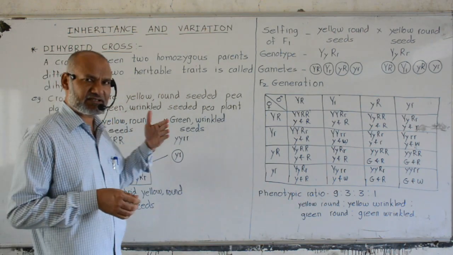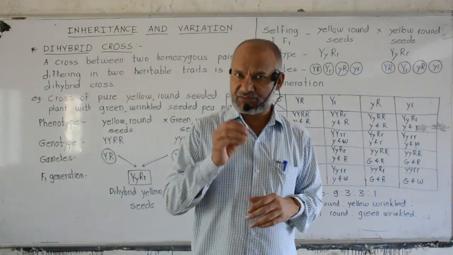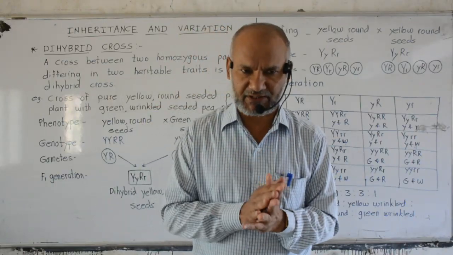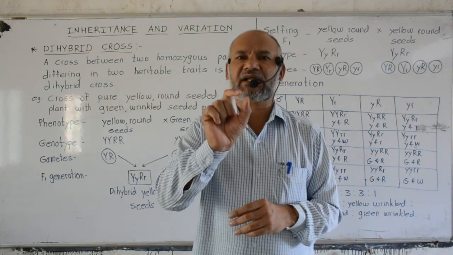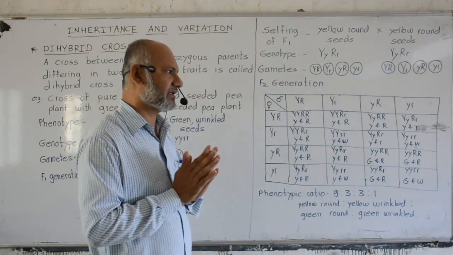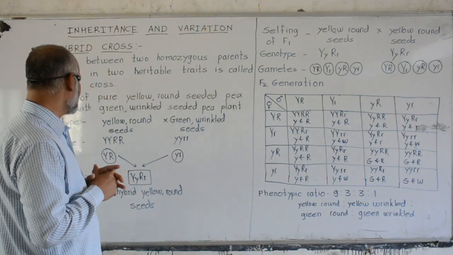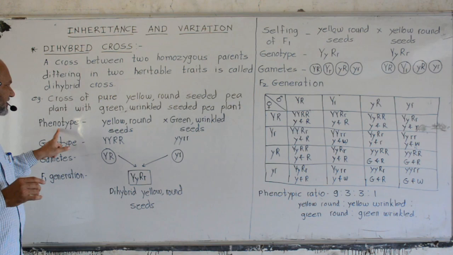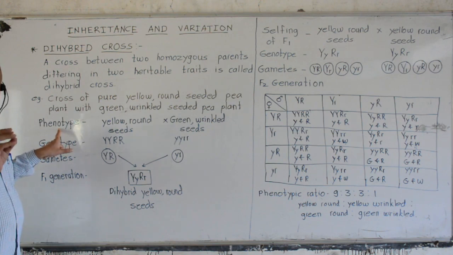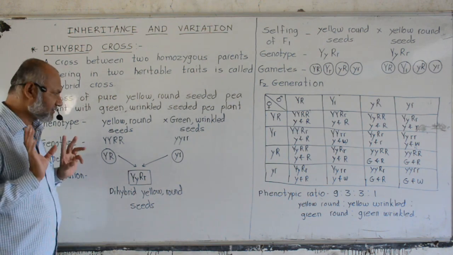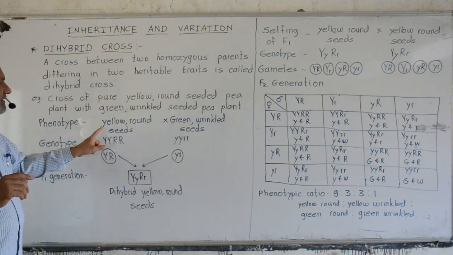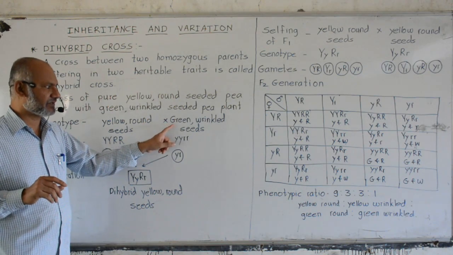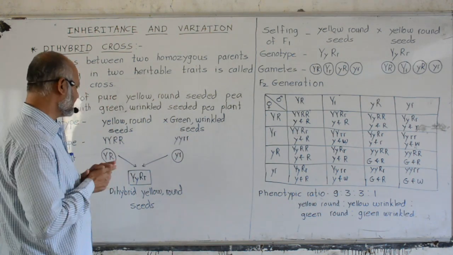Now how is this cross represented? It is most important because in board examinations there is a question: give graphic representation of dihybrid cross. It is represented as follows. Here first one is phenotype. Phenotype is the external appearance of an individual. One parent is with yellow and round seeds, another parent is with green and wrinkled seeds.